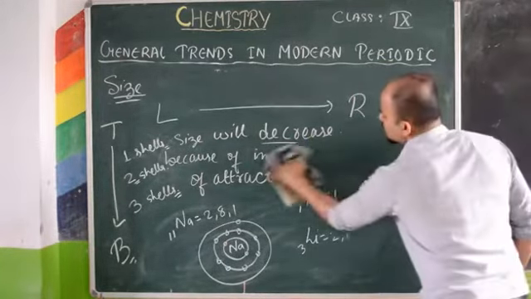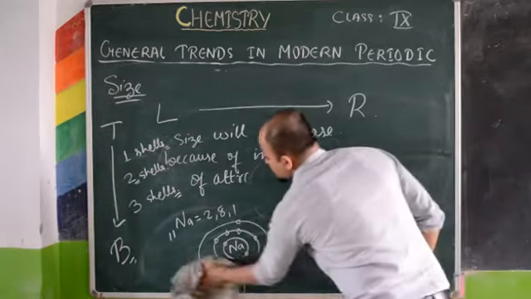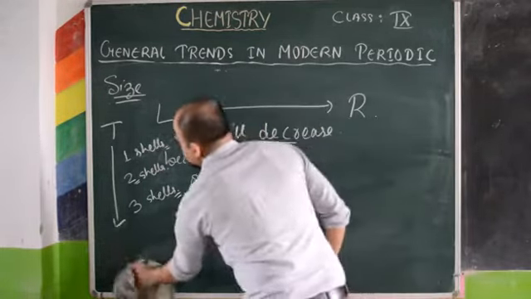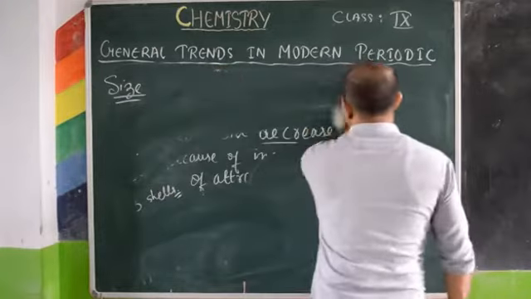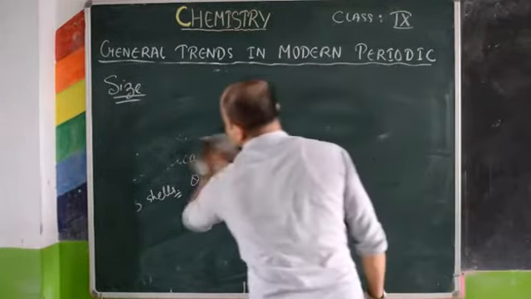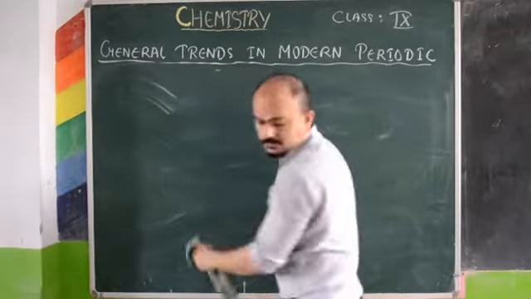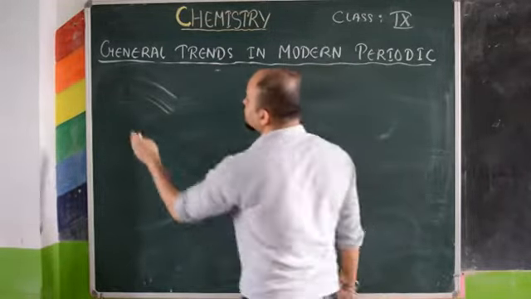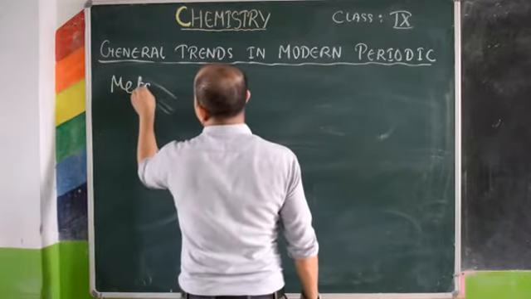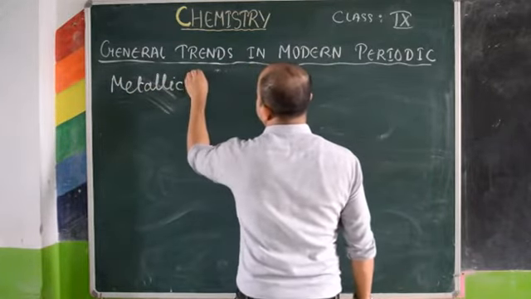So this was with regard to the size of the elements. How does it vary from left to right in the periodic table and from top to bottom in the periodic table? Now let's discuss metallic character.